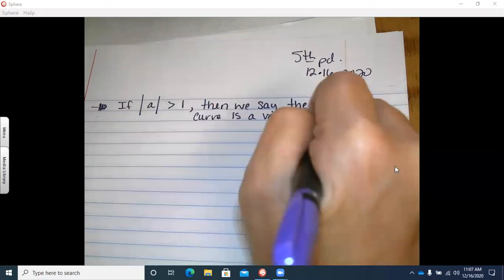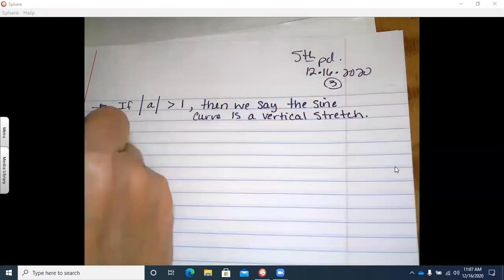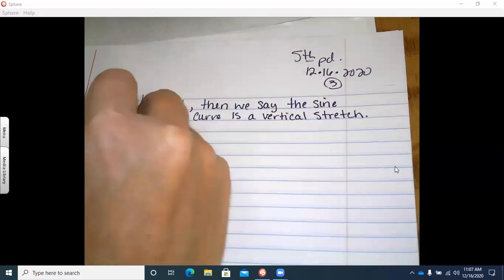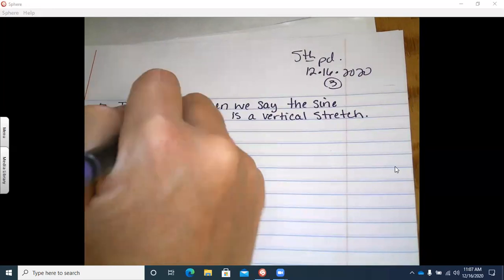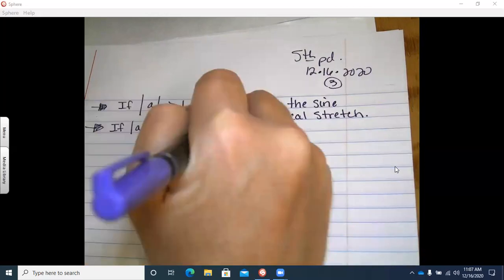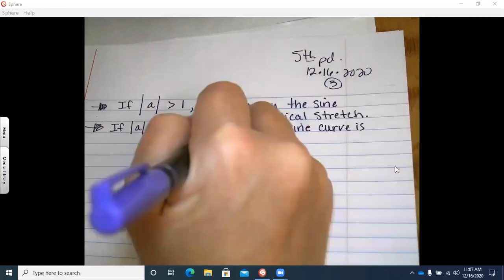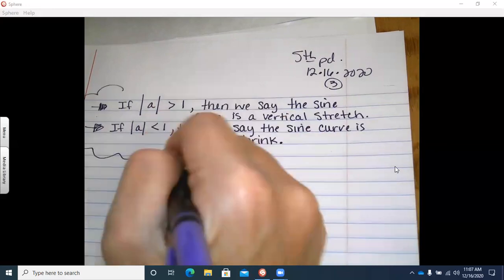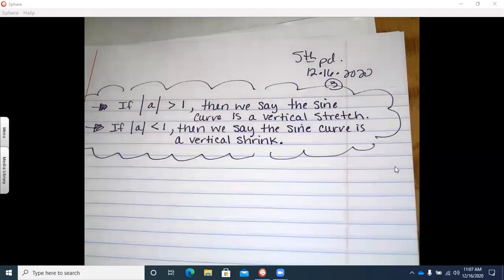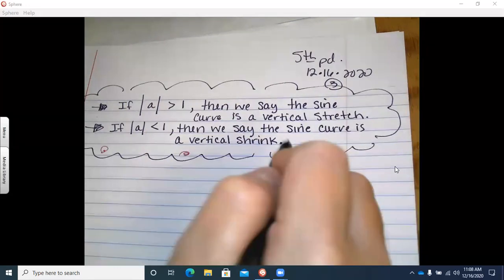If the absolute value of a is less than 1, then we say the curve is a vertical shrink. And now we're going to do example 3.